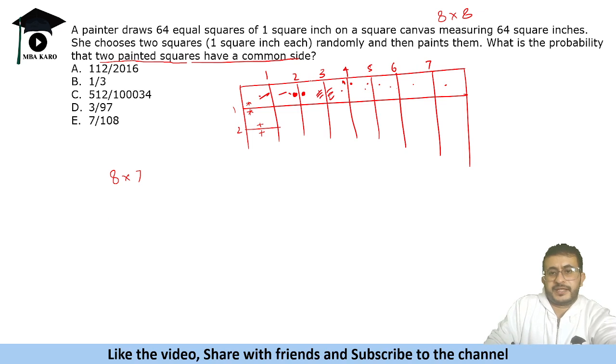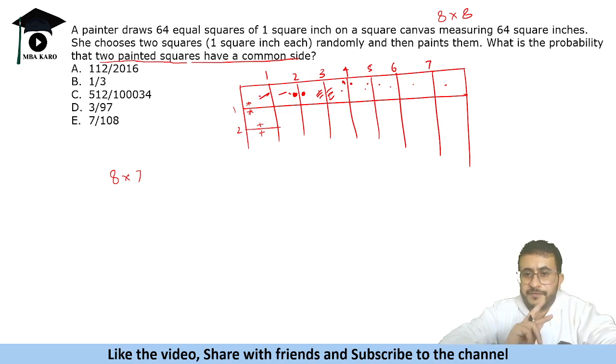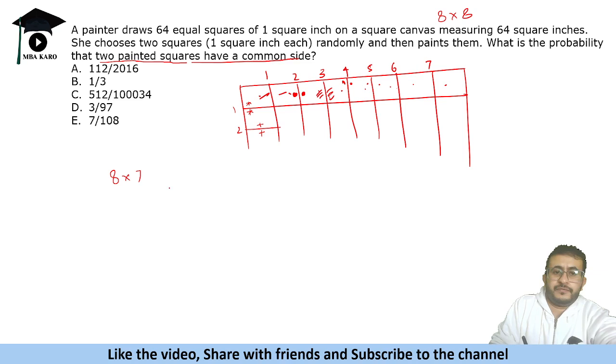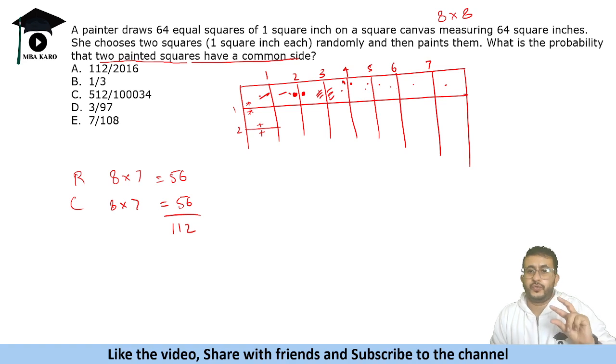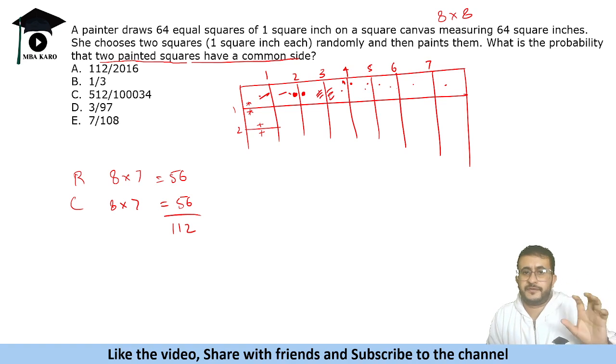So like this, every column can also have seven possibilities, right? And there are seven columns. So we have 56 possibilities for rows, and for columns we again have 56 possibilities. So we have a total of 112 possibilities wherein two painted squares have a common side.